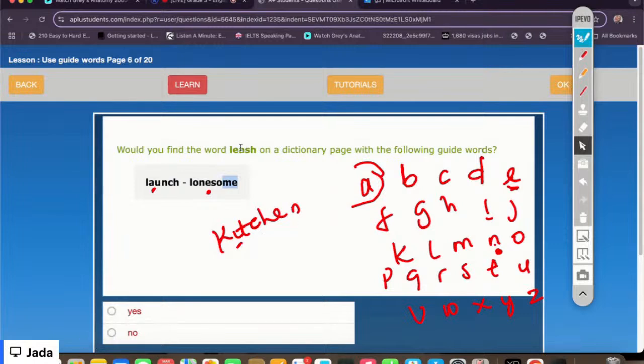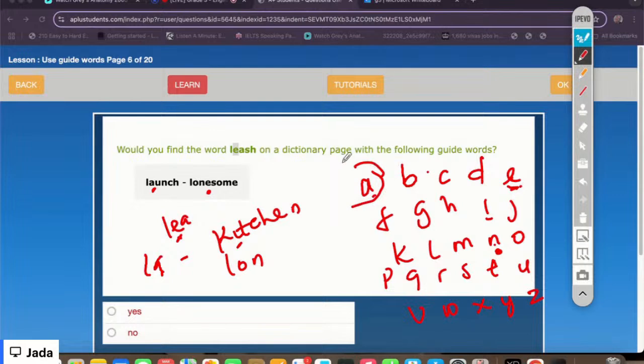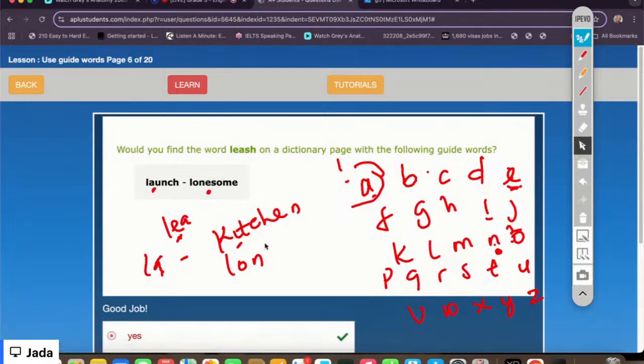So we can find leash. We have LA and we have LE, right? The first letters are the same, right? So we have LA, we have LO, and we have leash. Can we find leash in between? So this is E, this is A. By the time you say A, B, C, D, E, you can, because A is the first, and then it's up until O, second. So you can find E in between A up until O. All right, so that's what makes it yes. You can find leash in between LA and LO.